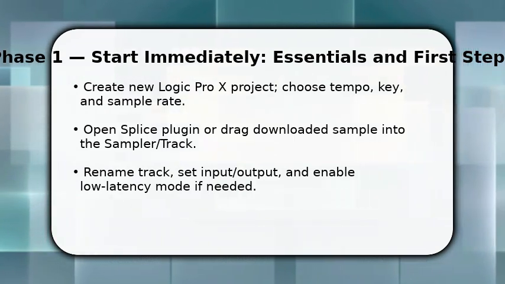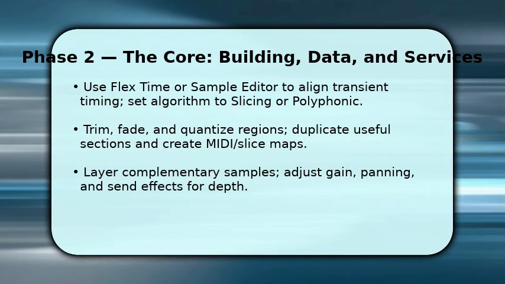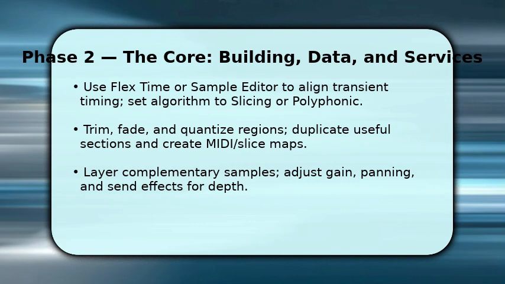You now refine the content. Use flex time or the sample editor to correct transient timing, selecting slicing or polyphonic so artifacts are minimized. Then trim regions, apply fades, and quantize grooves when you need tight timing. Duplicate strong sections to build arrangement structure.